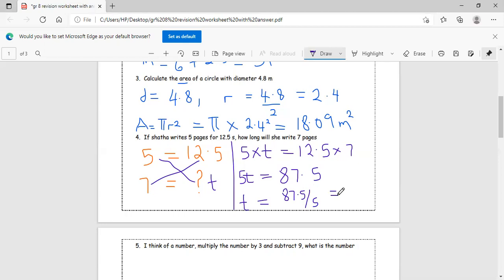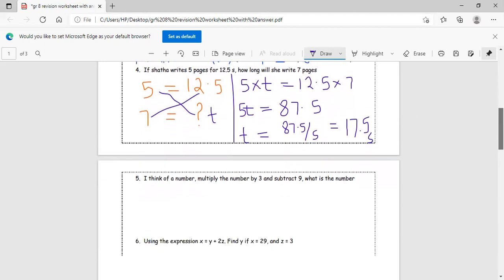So you press your calculator, find 87.5 divided by 5. What is that giving you? Tell me. 17.5. So it means that Shada will spend 17.5 seconds to write 7 pages. She spent 12.5 seconds for 5 pages. So she will spend 17.5 seconds for 7 pages. So I hope you find that easy.